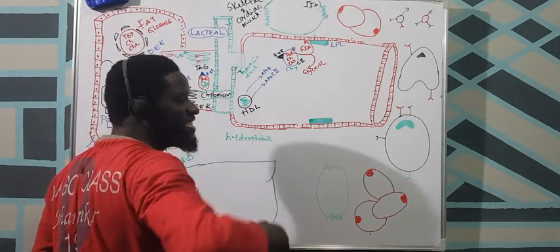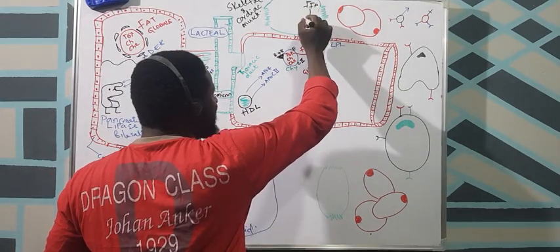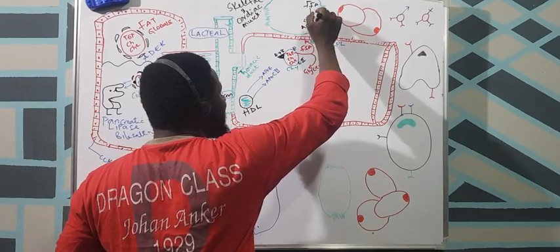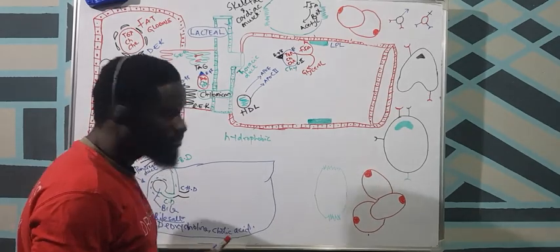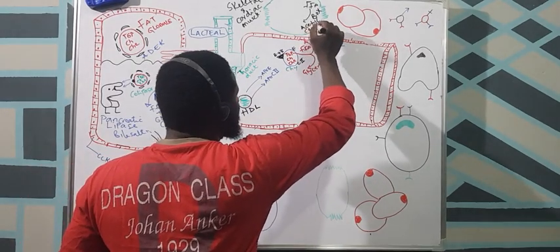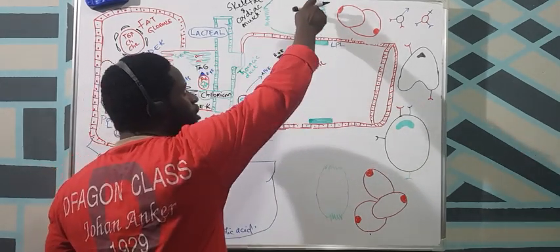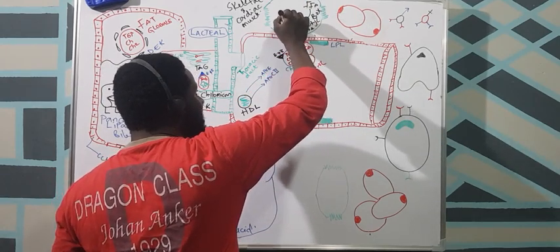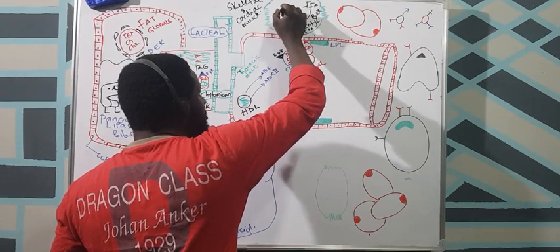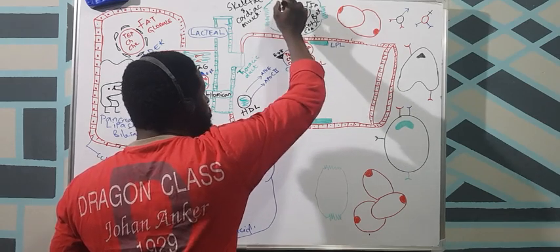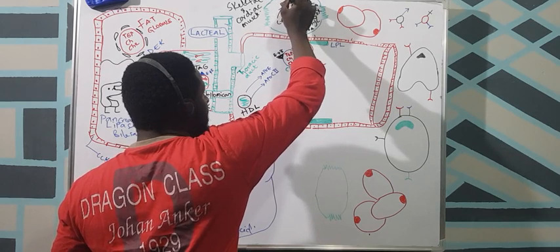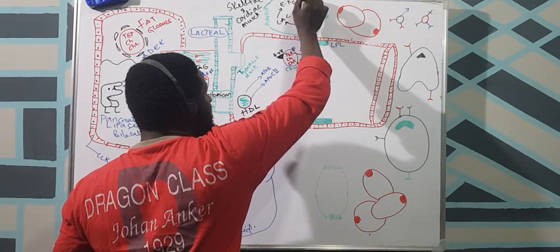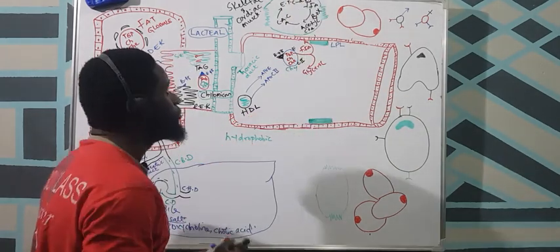The free fatty acid is then converted into acetyl-CoA through a process called beta oxidation. The acetyl-CoA finds itself going into the citric acid cycle, or the Krebs cycle. The Krebs cycle now goes into the electron transport chain, where the electron transport chain makes ATP through oxidative phosphorylation.